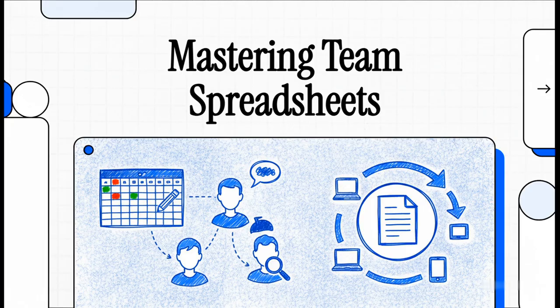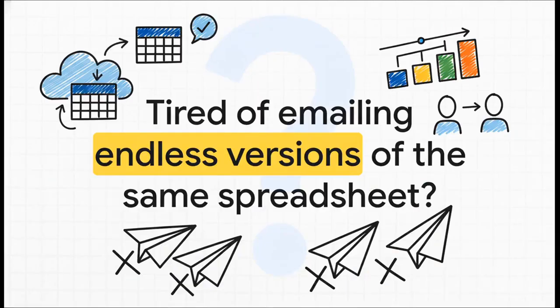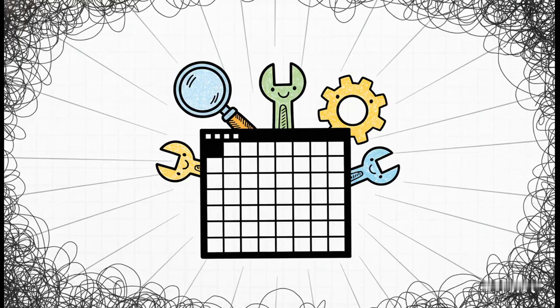So let's get started. Does this look familiar to you? You've got your final, then comes final version 2, and then, of course, final pre-edits. It gets confusing, and it gets confusing fast. It is a headache that I think we have all experienced at some point. But what if I told you that the tools to stop all this madness are already built right into your spreadsheet software? The solution is actually much simpler than you might think.